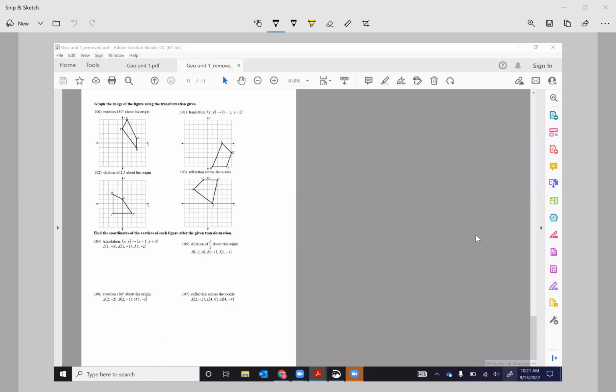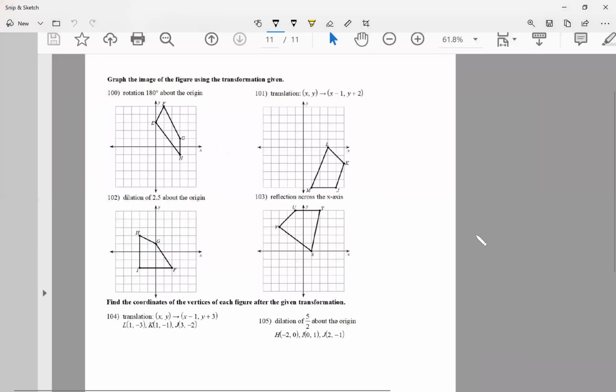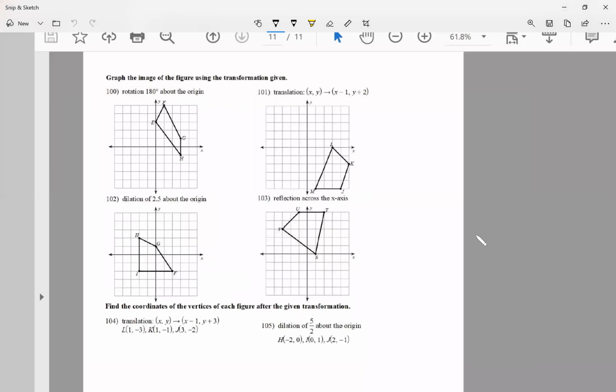Okay, for today, we're going to be reviewing transformations. So I'm going to be working questions 100 to 107. Now, when I talk, I'm going to say according to our rules. When I say that, I mean question 51 from our notes. So reminder, what does 51 look like?